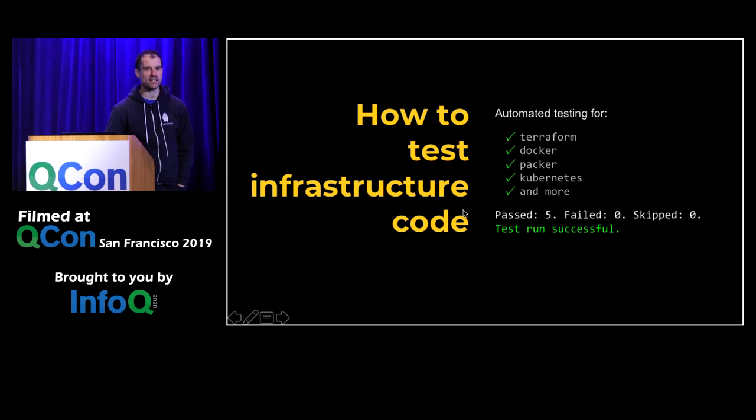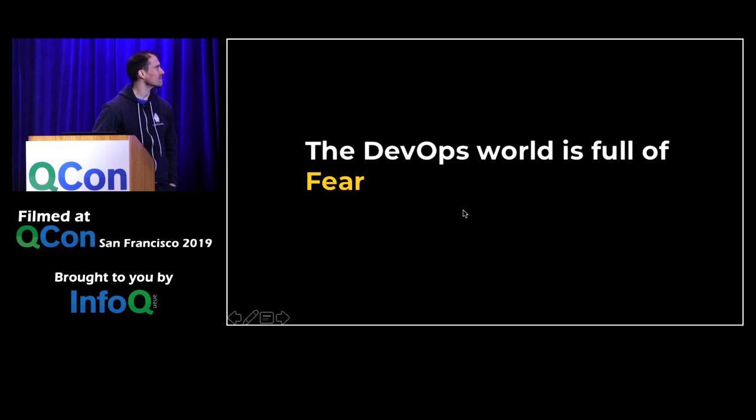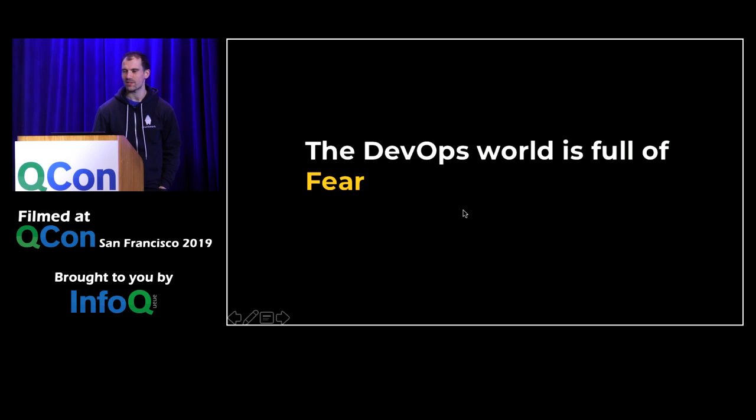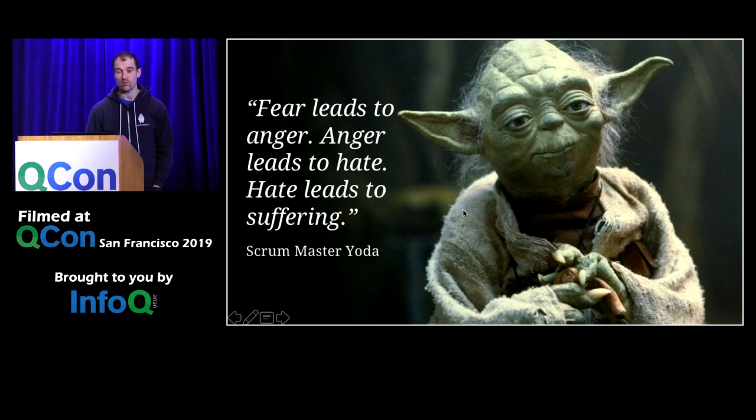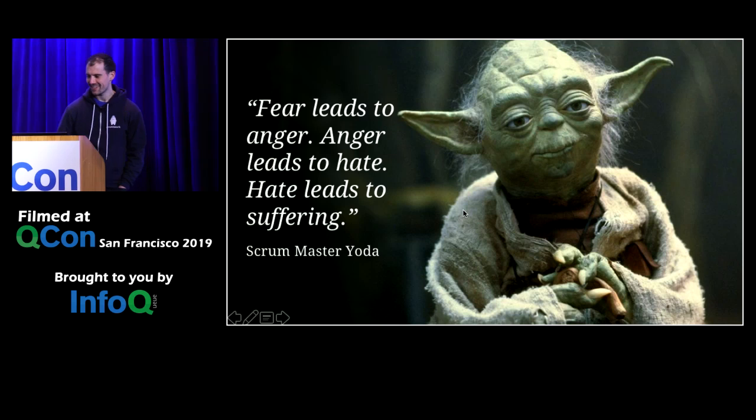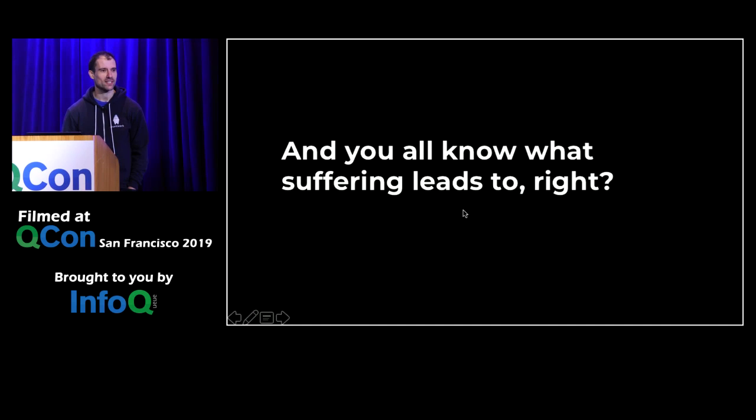Something I've noticed about the DevOps industry, ops, sysadmins, whatever you want to call them, is that we're all living in a bit of a world of fear. This is the predominant emotion that I'm seeing from most of the people that I work with. They're just living in fear. Fear of things like outages, fear of security breaches and data loss, and just generally fear of change. People are constantly afraid to change things because they don't know how late they're going to be up, how bad it's going to be, right? Just terrified. And we know what fear leads to, right? Fear leads to anger, anger leads to hate, hate leads to suffering. You know, the great Scrum Master Yoda taught us these lessons.